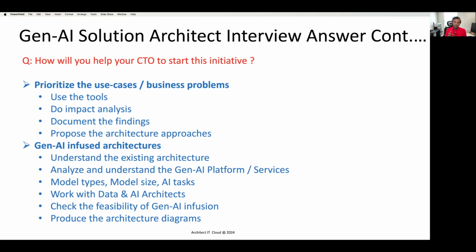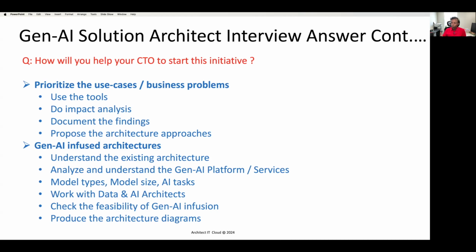And the next thing is, you must work with the data architects and AI architects. Why do you need to work with data architects and AI architects? As a solution architect, you might be dealing with all the legacy architecting techniques, and also you might be working with legacy architecture technologies. But when it comes to generative AI, data architects are the ones who are performing a lot of activities, because data is the key for generative AI. You must be using the data to train the model. So work with the data architect.